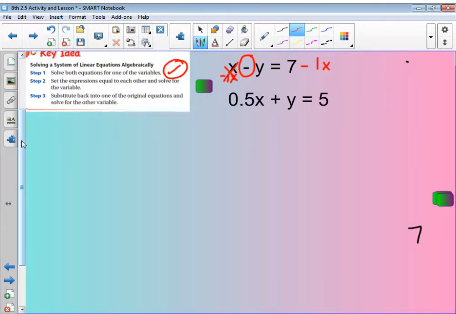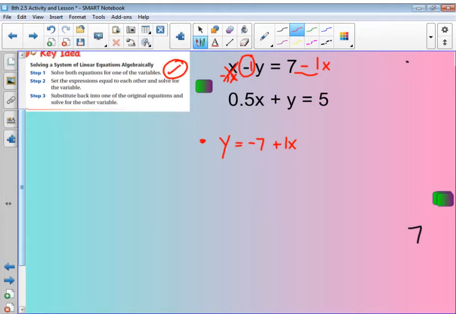So we could either decide to divide by -1. The other process that I like to use is, if there's no number in front of it, it's the same as just doing the opposite to everything. So if I did the opposite of y here, negative y, that would be a positive y. If I did the opposite of +7, that would now become a -7. And if I did the opposite of a -1x, that would become a +1x. So there's my first equation.